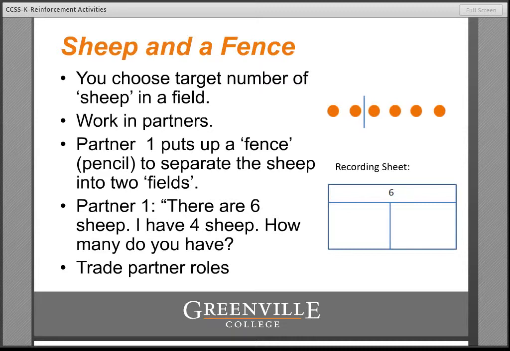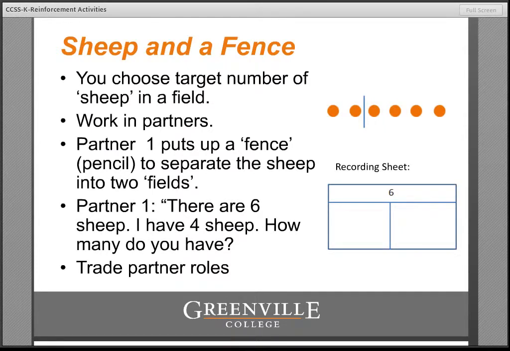So in this one, it's one that I actually designed called Sheep in Defense, and you choose a target number of sheep that are assigned to the child, and the sheep are essentially just counters. But they can put their sheep in a row, and then that's their field. And they have a pencil, and they work in partners and trade off. And the partner who's got the pencil in their hand will say, I have the target number of sheep. I have 6 sheep. And then they put the pencil down, and they say, there are 4 sheep in my field. How many are in your field?